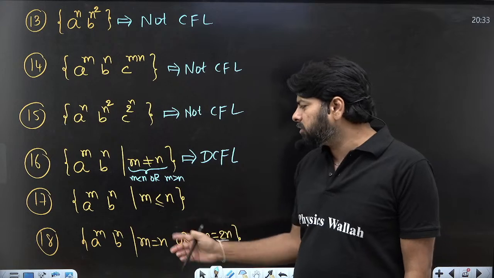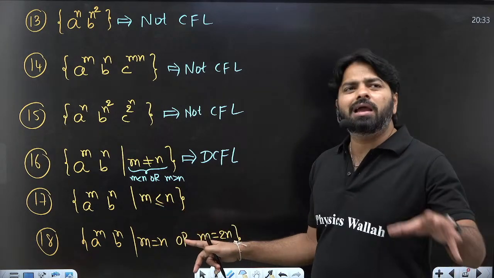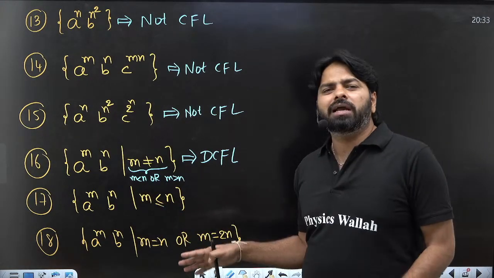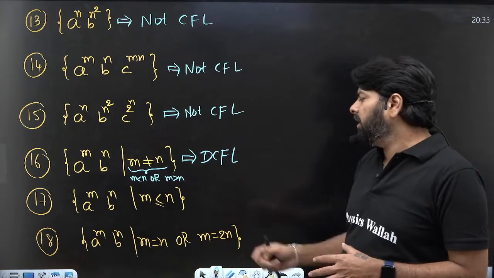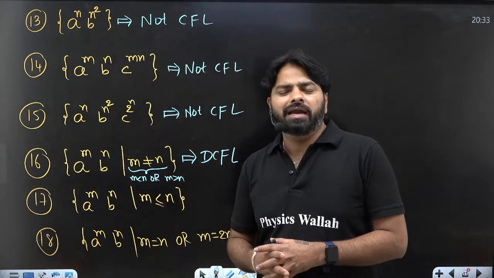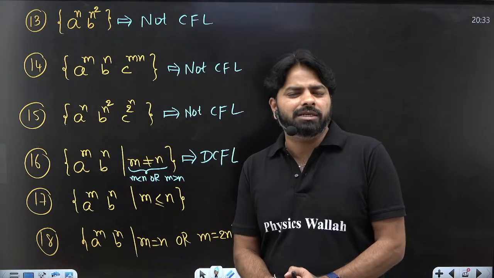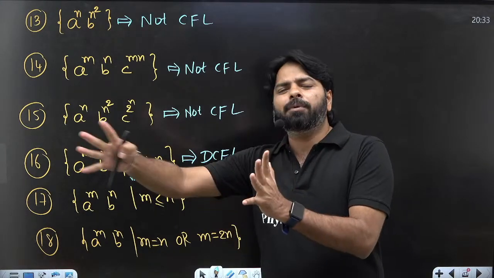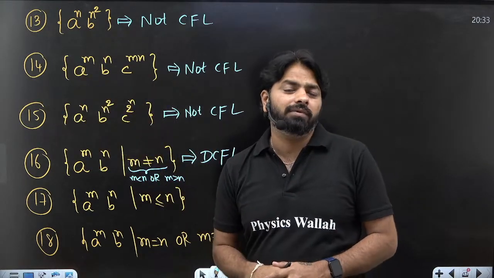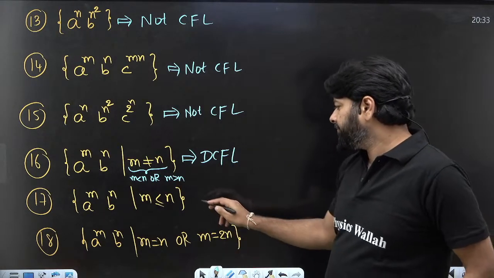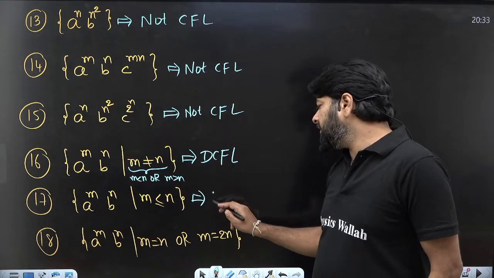Now another one is also the same: m less than n or m equal to n. If it is equal, at the end z naught is there on the stack. If there are more b's, then at some point b comma z naught happens, and at that time you need to skip all the b's and then go to final. So this is also DCFL.